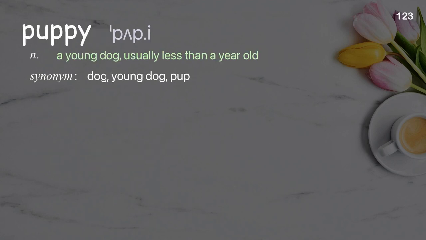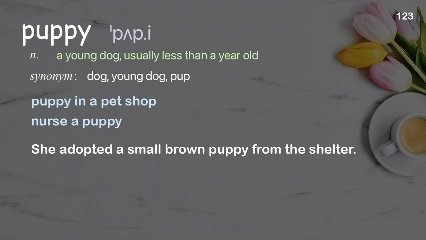Puppy. A young dog, usually less than a year old. Examples: puppy in a pet shop. Nurse a puppy. She adopted a small brown puppy from the shelter.